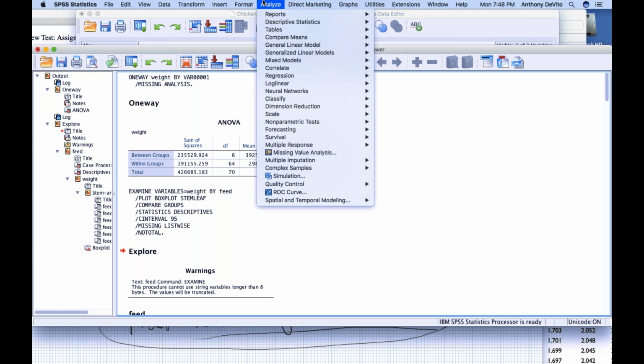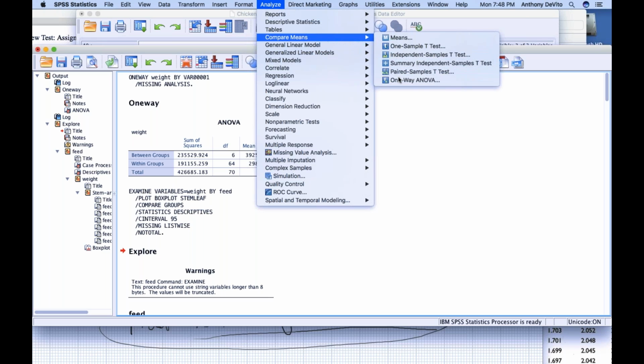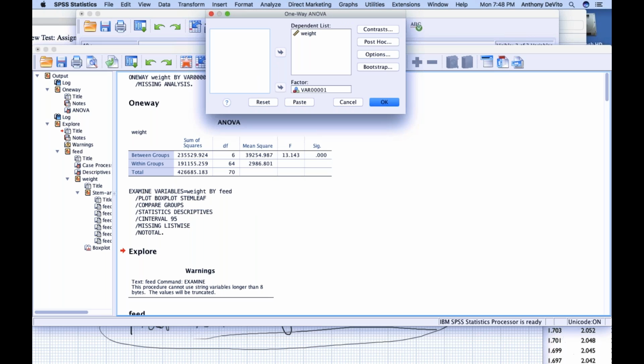Post hoc is Latin for "after the fact," right? So I'm going to go to Analyze, Compare Means, Analysis of Variance, just as I did before. I'm using VAR, that variable that I created, which is just a numerical version, because it doesn't seem to want to use the text version of this. And I'm going to go into here, Post Hoc Test.